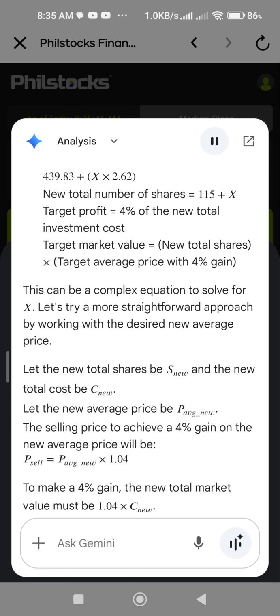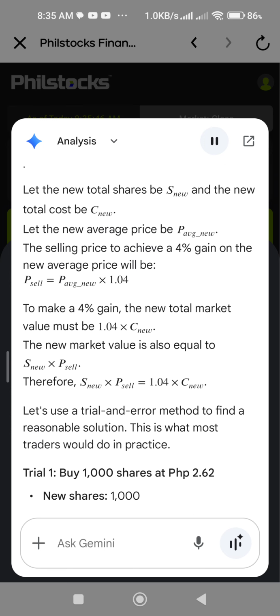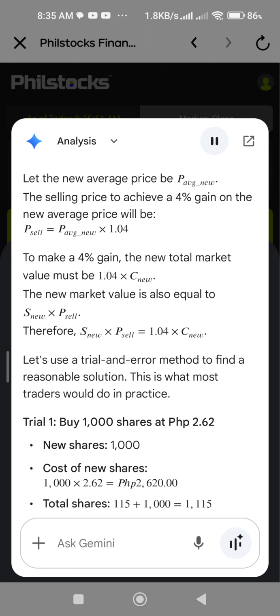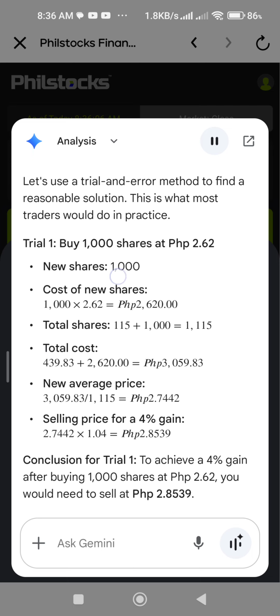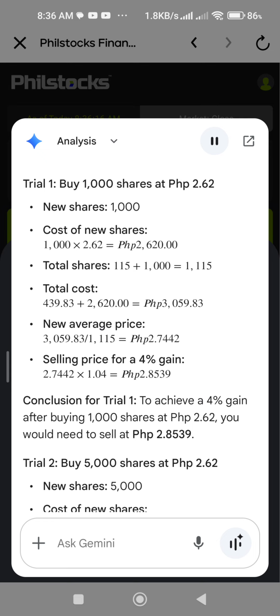Let the new total shares be S_new and the new total cost be C_new. Let the new average price be P_AVG_new. The selling price to achieve a 4% gain on the new average price will be P_sell equals P_AVG_new times 1.04. To make a 4% gain, the new total market value must be 1.04 times C_new. The new market value is also equal to S_new times P_sell. Therefore, S_new times P_sell equals 1.04 times C_new. Let's use a trial and error method to find a reasonable solution. This is what most traders would do in practice.